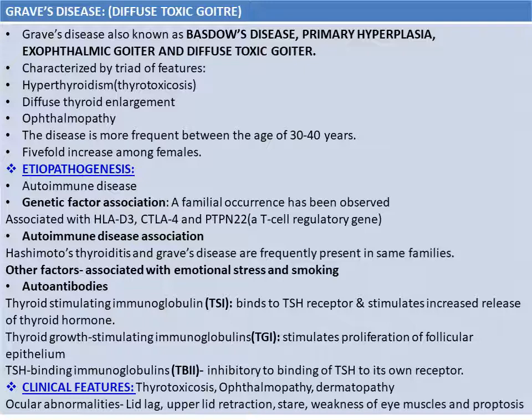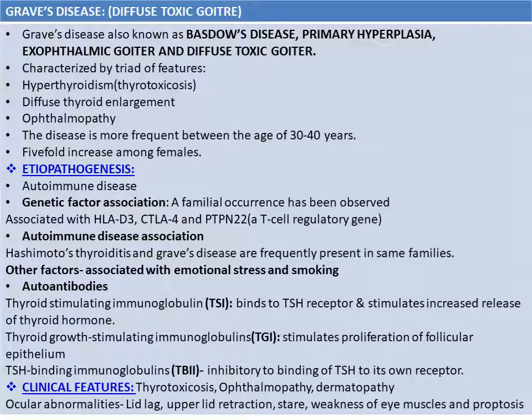Etiopathogenesis of Graves' disease: it is an autoimmune disease. The autoimmune causes are genetic factor association, autoimmune disease association, and autoantibodies. First, genetic factor association: a familial occurrence has been observed, associated with HLA-D3, CTLA-4, PTPN22, which are T cell regulatory genes. So these are the different genes involved. Then autoimmune disease association: Hashimoto thyroiditis and Graves' disease frequently occur in the same families. Other factors that cause Graves' disease are emotional stress and smoking.